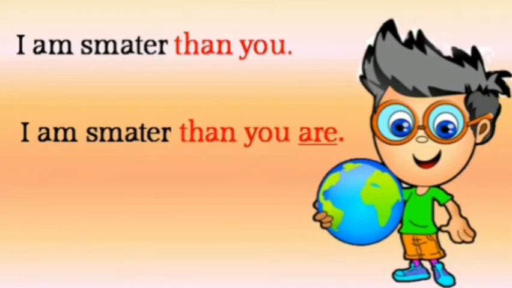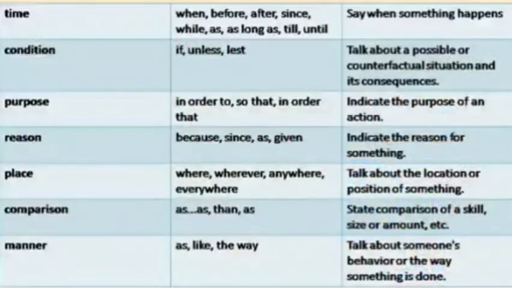I am smarter than you are, but we don't write "are." We say I am smarter than you. So "are" is omitted but it is understood. Look at the table. It contains different subordinating conjunctions used in different adverbial clauses. And practice is the key.